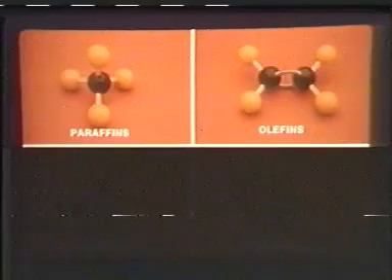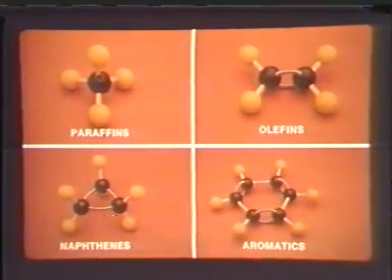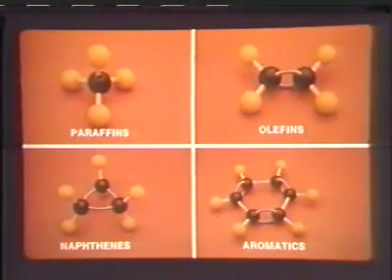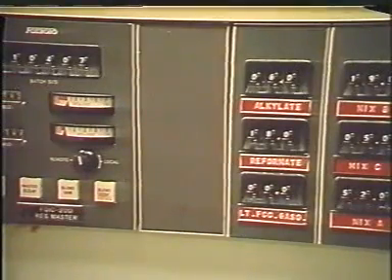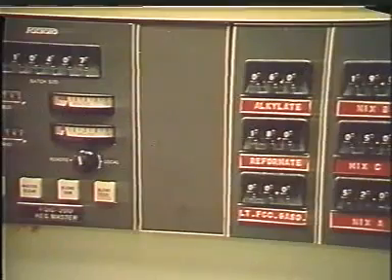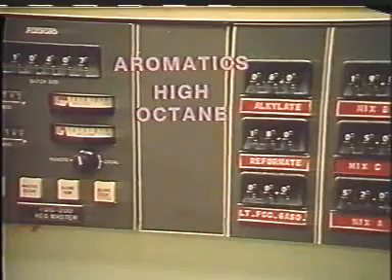Basically, hydrocarbons can be grouped into four major series or classes according to the way they are structured. These are the paraffins, olefins, naphthenes, and aromatics. The hydrocarbons within each class have bonded together in a similar manner and have many of the same characteristics. In terms of gasoline blending, the characteristic we are most concerned with is octane number, and the highest octane numbers are found in the aromatic class of hydrocarbons.